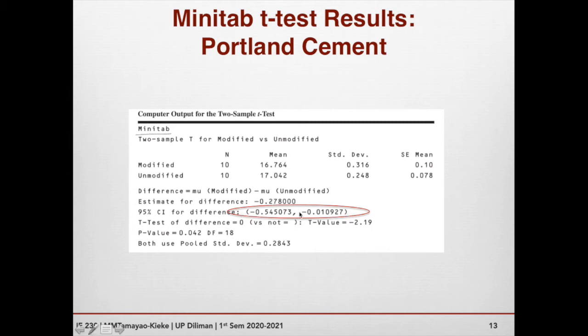And this confidence interval indicates that the difference is negative, meaning the mean of the second population is higher than that of the first. So in our case, the mean tension bond strength of the unmodified formulation is actually higher than that of the modified formulation, which is, of course, not to our liking.